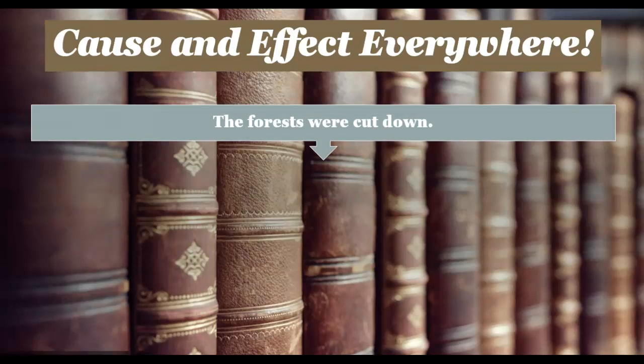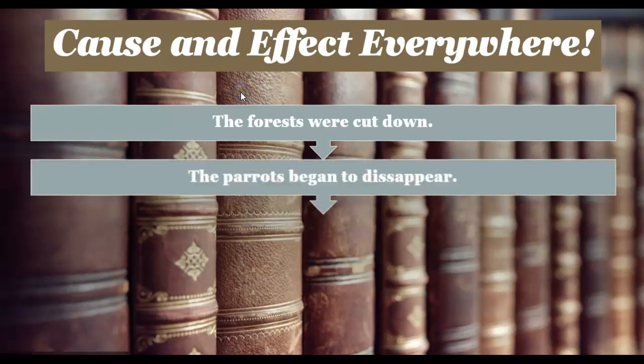If you can think back, this is a story very similar to our unit in science about natural resources and food webs and habitats. So, if the forests were cut down, what did the text say that caused? It says the parrots began to disappear. If you cut down someone's home, that animal, that organism, has to move, and they begin to disappear.